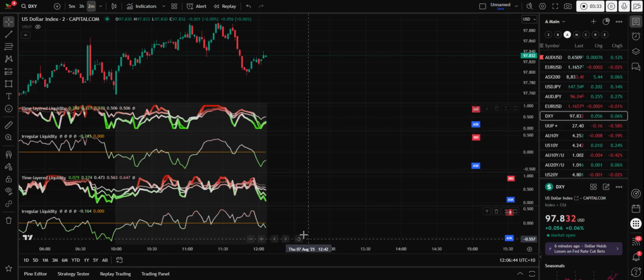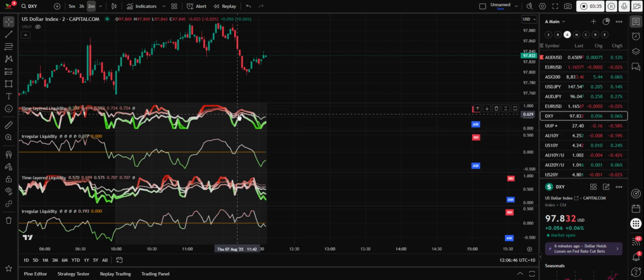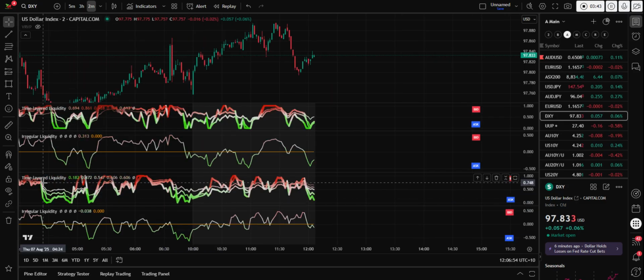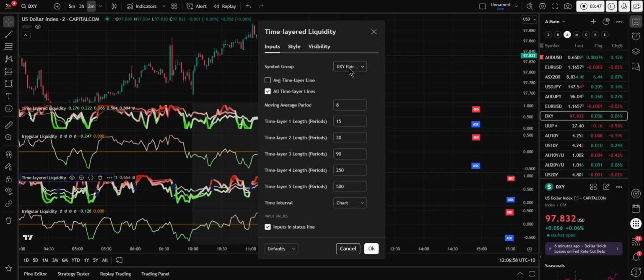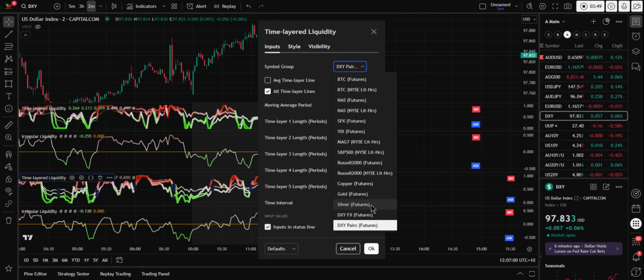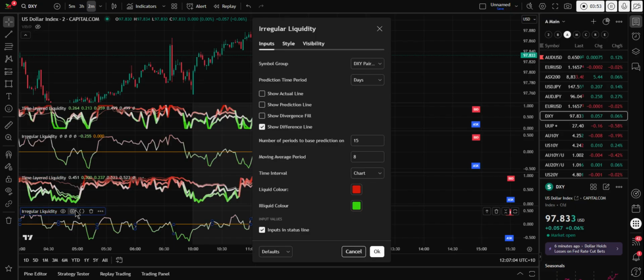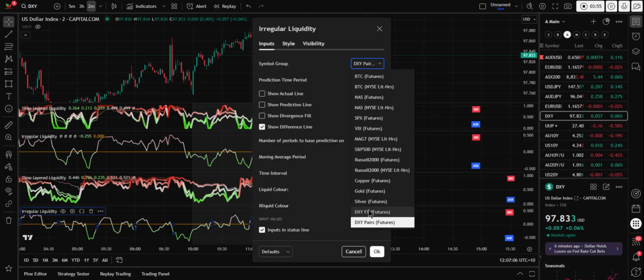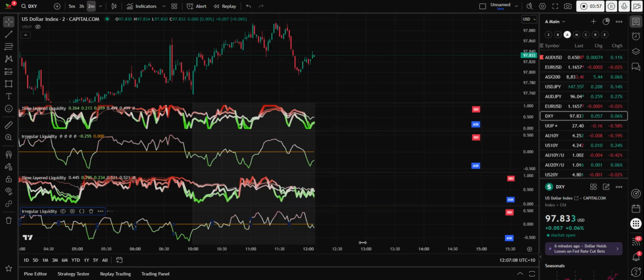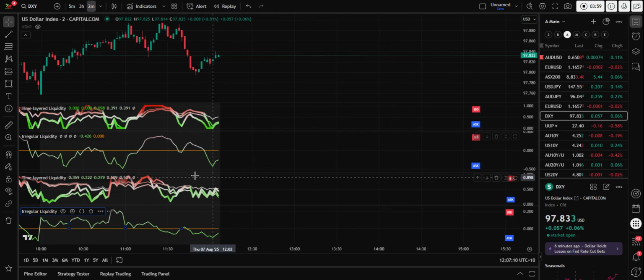And we can see in all of these, the time layered here is the individual for this Capital.com CFD that I'm looking at, the US dollar mix. And then these two down below, they are for that collation of a whole lot of different Dixie pairs. And if I set it to the other side of that, and I set it to FXs on the other side, you'll see it's the opposite of what we're seeing currently in the Dixie.